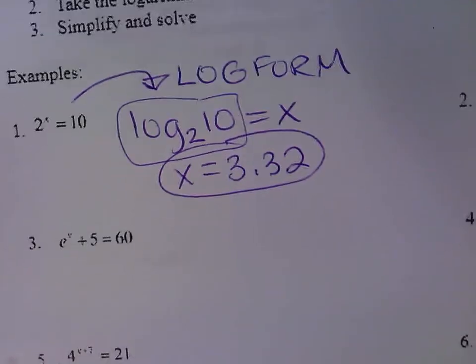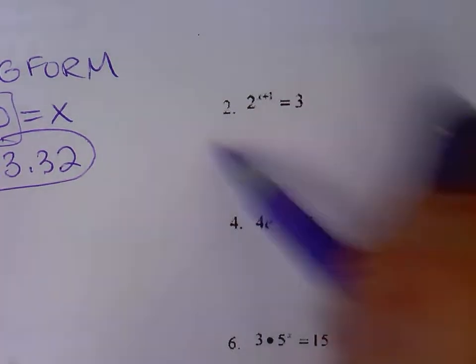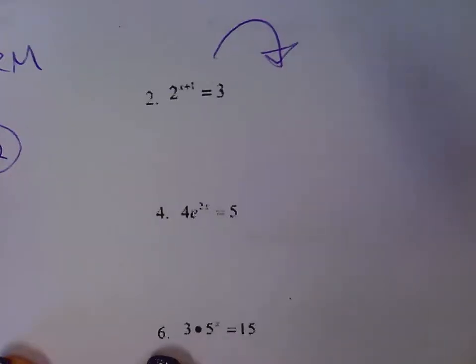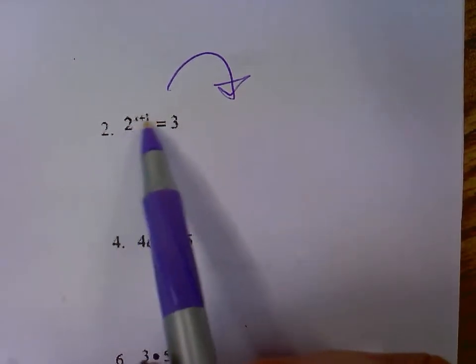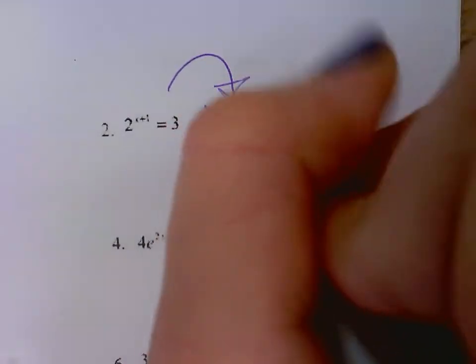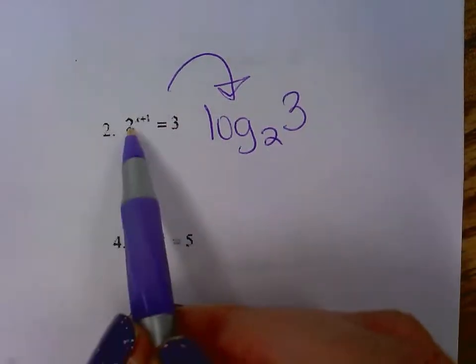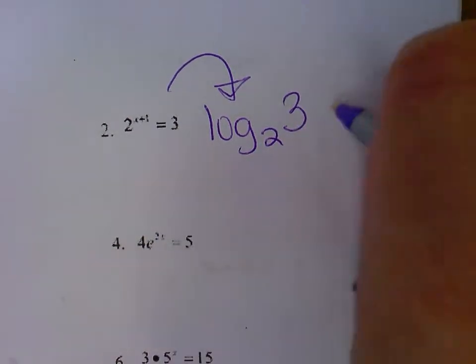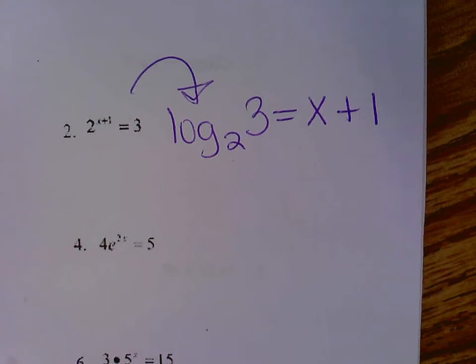All right, so number 2, it's the same type of problem. We need to convert this into log form. This one is a slight difference. It says x plus 1 up in the exponent. So it's the only thing that's different from the previous problem. So log base 2 of 3, right? The 2 is the base. The 3 comes inside, equals x plus 1 this time. So what am I going to do to solve this for x?